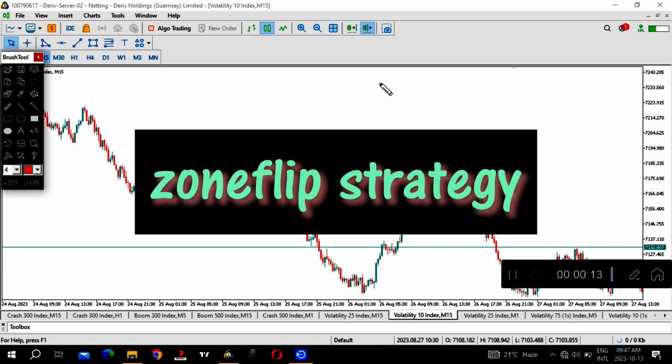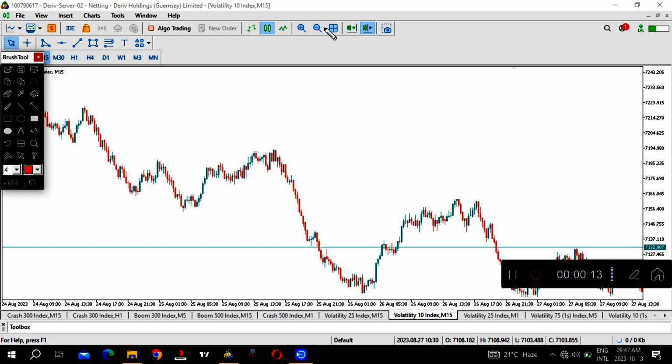So this strategy is the zone flip strategy. What do I mean by zone flips? Let me explain a little bit for those who don't know. Zone flips is, let's say we're in a downtrend.